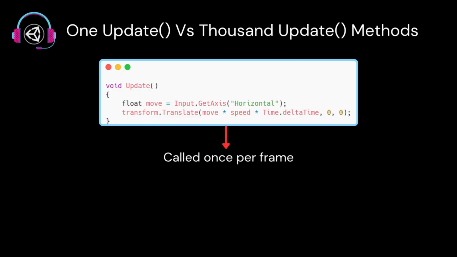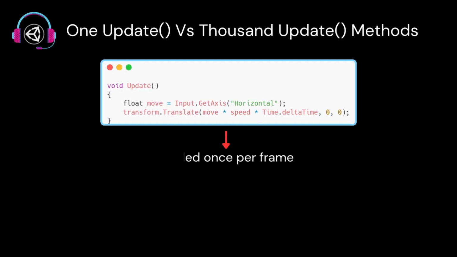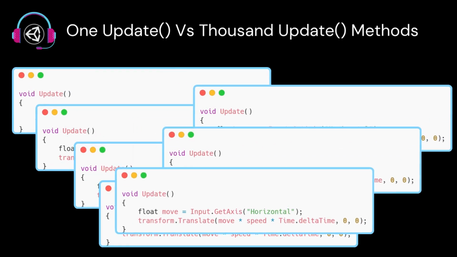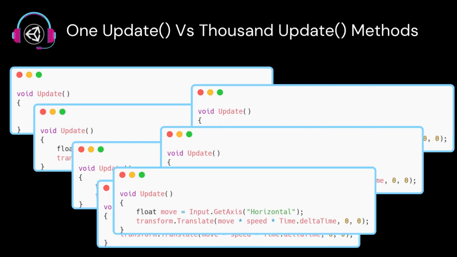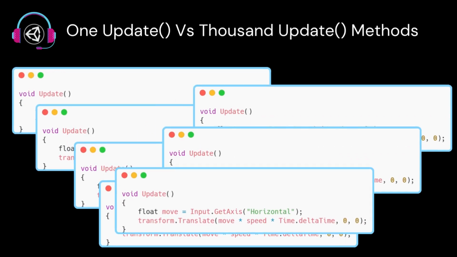That means if you have just one update, Unity needs to make one call every frame. But if you have 1000 update methods across different scripts, Unity has to call each one of them every single frame. That might not sound like much, but it adds up. Each update call has a small bit of overhead. So, having 1000 separate updates means Unity spends extra time just managing and calling those updates, which can hurt performance, especially on mobile devices or larger projects.